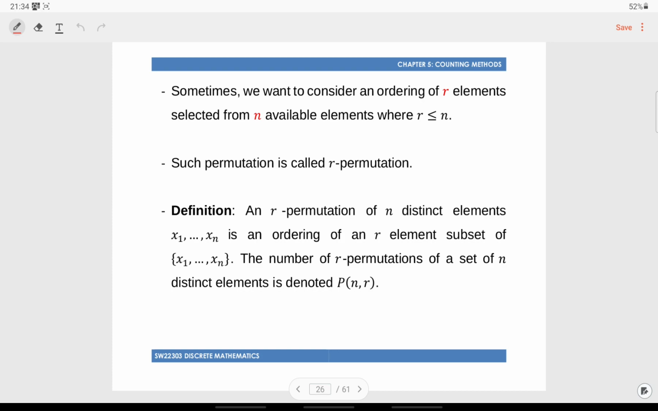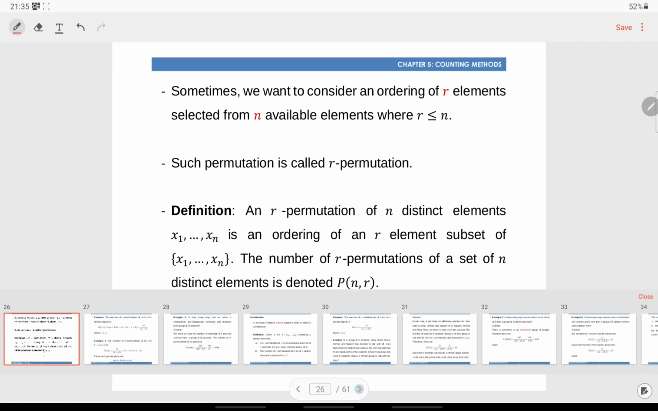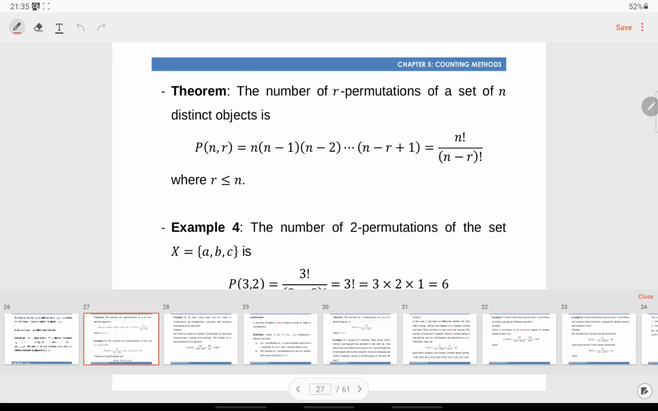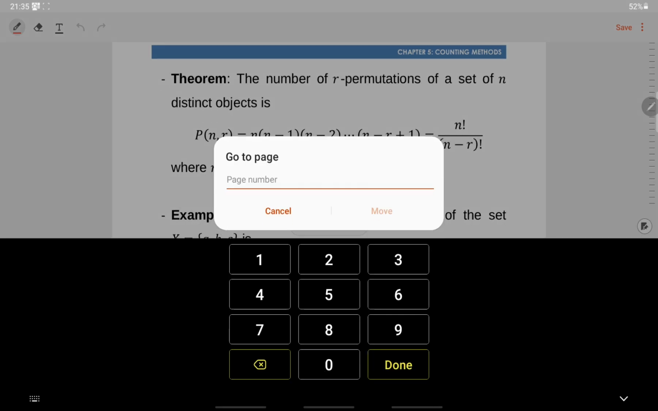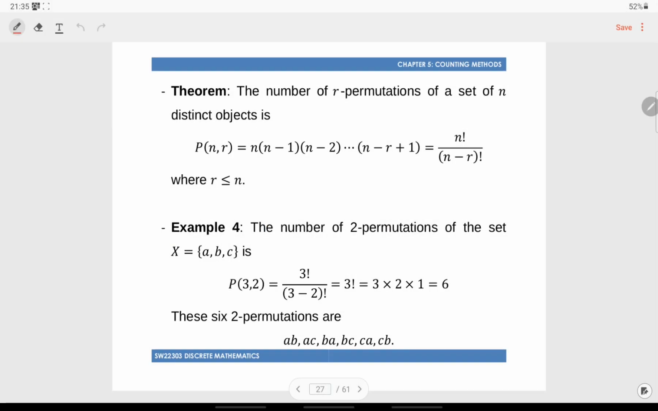Originally we have n distinct elements x1 up to xn, but then we only want to consider r out of these n objects. So that means we are dealing with an r-permutation. The number of r-permutations of a set of n distinct elements is denoted by capital P, and in parentheses we have n, which is the total number of elements, and also r, which is the number of elements chosen out of the n different elements. So P(n, r).